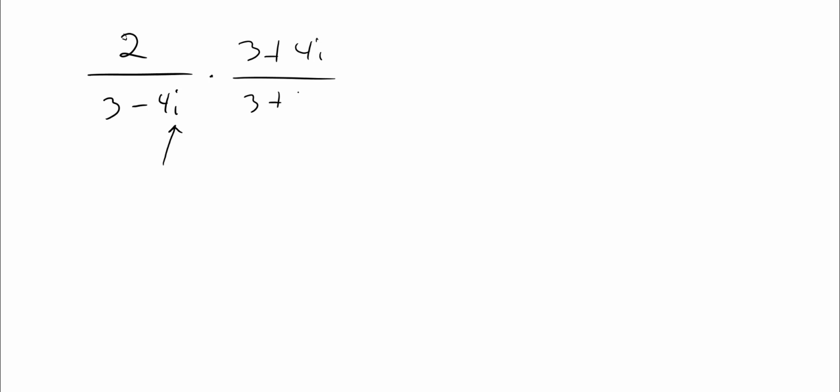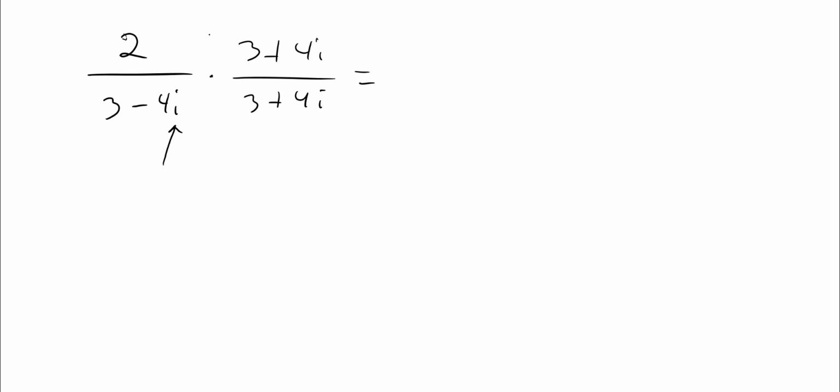Just to review real quickly, if I had 2 over 3 minus 4i, you're gonna multiply by the conjugate, because remember, you're not allowed to have the i in the denominator because it's like having the square root of -1 in the denominator. So we're going to say 3 plus 4i. We're going to multiply the top and the bottom by 3 plus 4i.